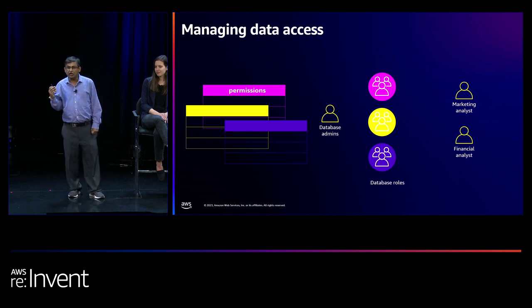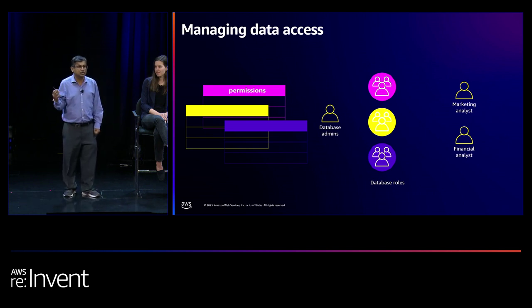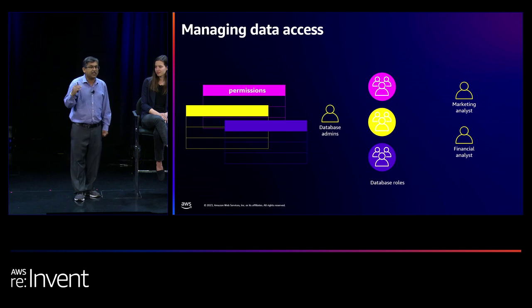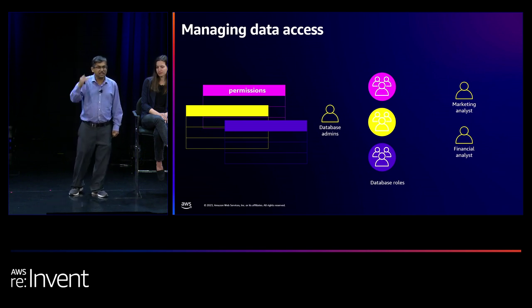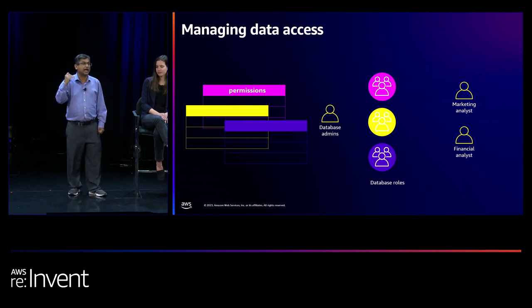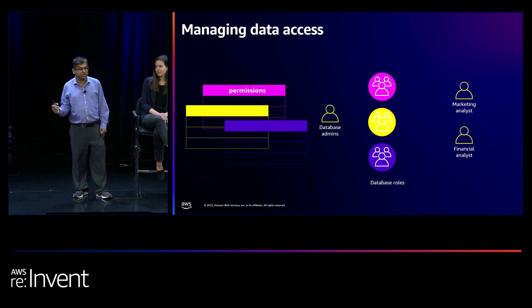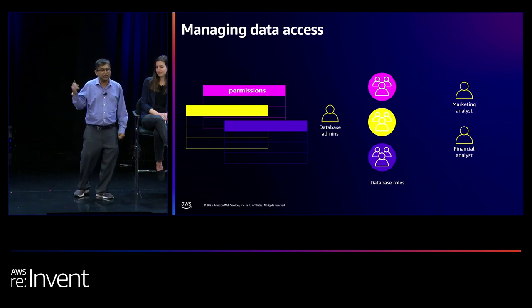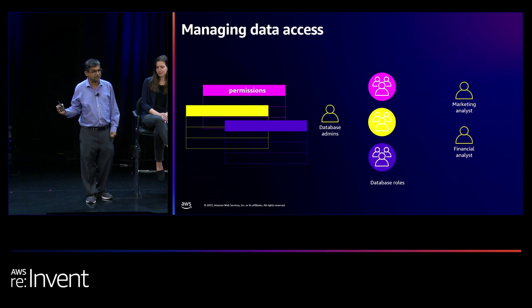If you're a DBA or a data admin, what you need to think about is the different personas or different kinds of roles that you want to create in the database. Each of these roles might require a different kind of access to the data. For example, here, 3 different roles. Assume there is a purple role, a pink role, and a yellow role. These different users will need different kinds of permissions.